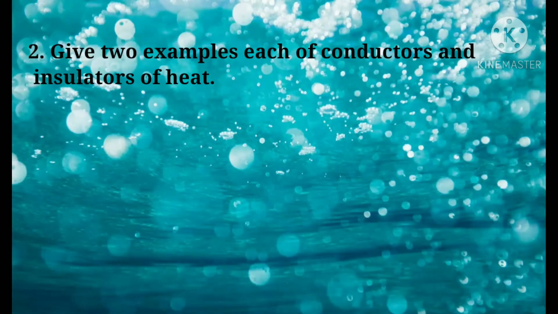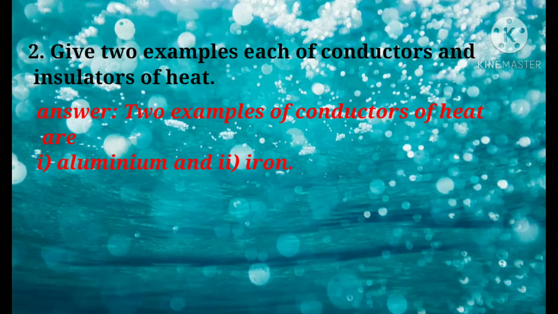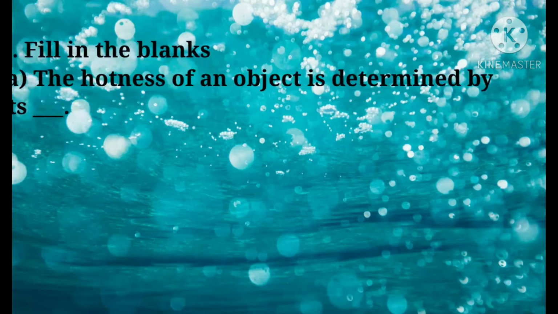Question number 2. Give 2 examples each of conductors and insulators of heat. Answer. 2 examples of conductors of heat are aluminium, iron. 2 examples of insulators of heat are wood, plastic. 3. Fill in the blanks.